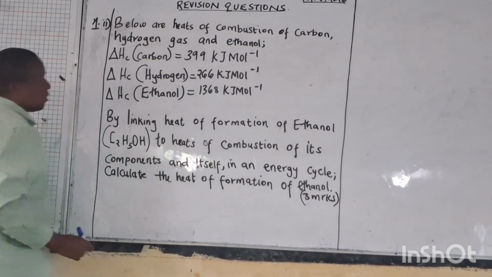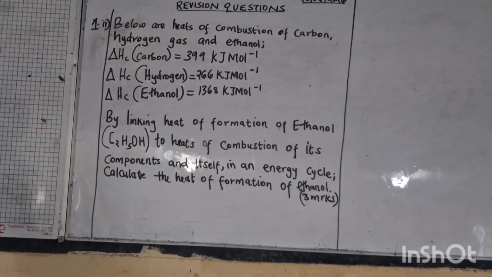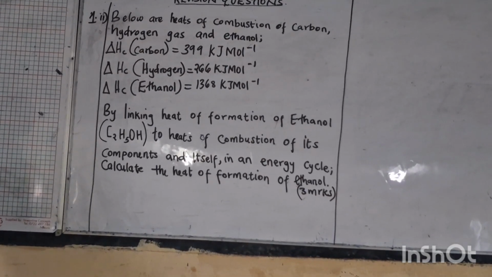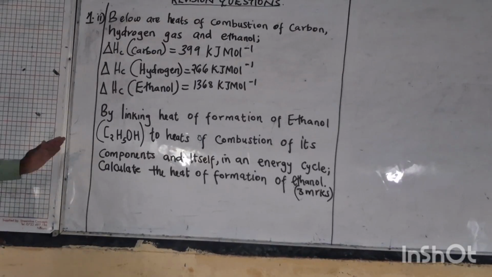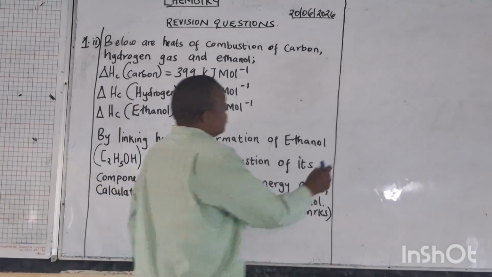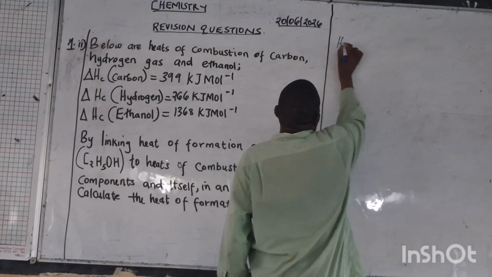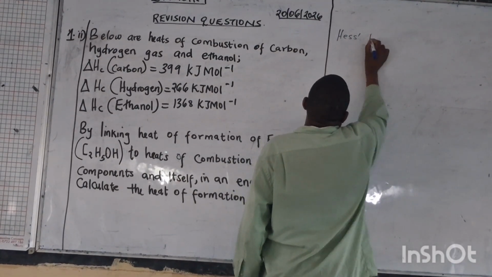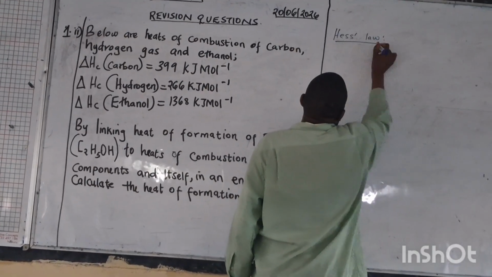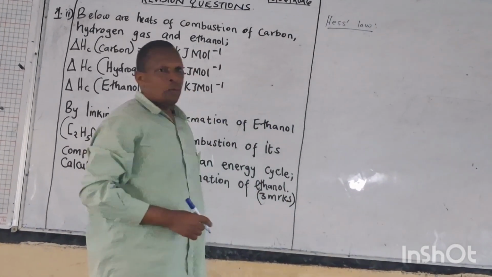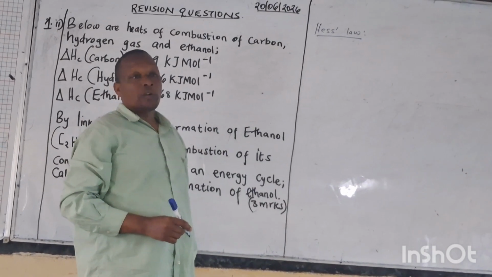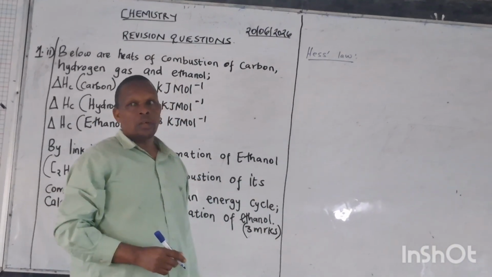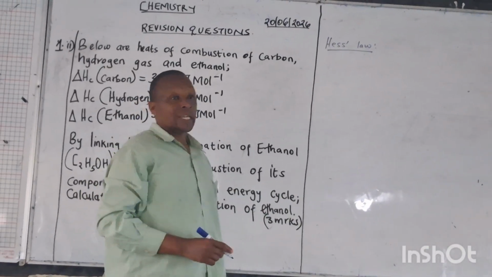of combustion of its components and itself in an energy cycle, calculate the heat of formation of ethanol. So before we go to heat of formation of ethanol, we need to understand that this question is coming from the Hess's law. The Hess's law. What does this law state? According to Hess's law, the energy change for converting reactants into products is the same, regardless of the route by which the change has taken place.